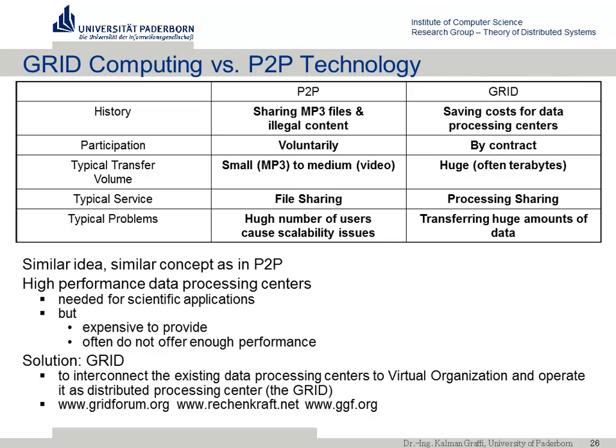So I think the difference between P2P and grid is obvious, especially that it's for high performance computing by contract. You don't have security issues, you don't have the issues of churn and how to handle it, and unreliability of the peers, and you don't have that heterogeneous wide set of devices to use.